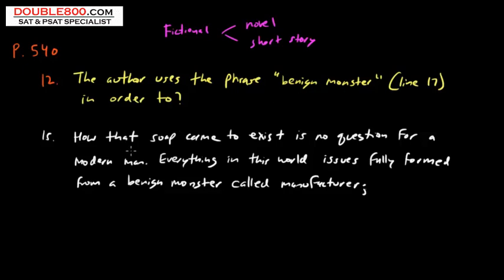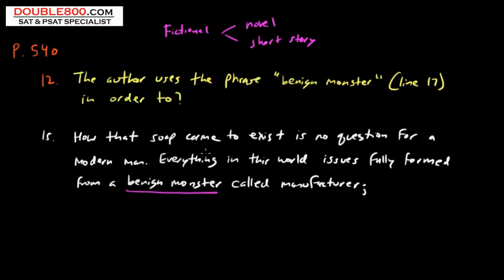So I've reproduced it below, and I always read a little bit above it when you're answering the questions for context. So starting in line 15, this is explaining a few days later a card arrives, an order is delivered. How that soap came to exist is no question for a modern man. Everything in this world issues fully formed from a benign monster called manufacturing. And I read a little bit further, a never-ending stream of objects of graded quality, of perfect uniformity, from behind veils of smoke. So we have to predict why does he use benign monster?